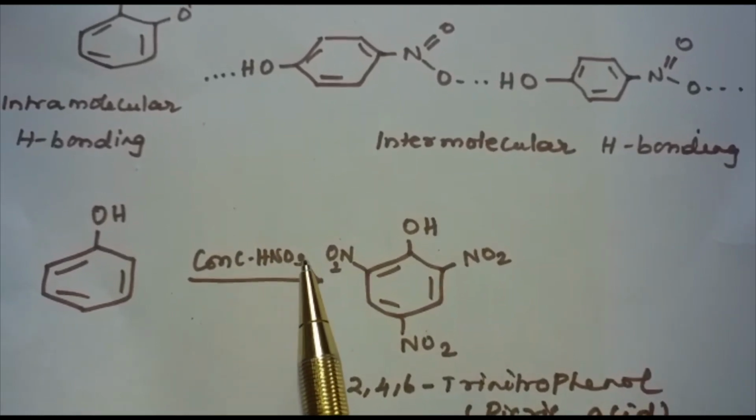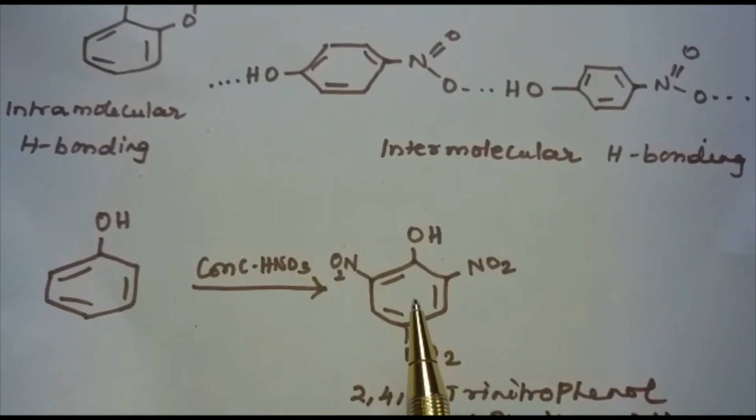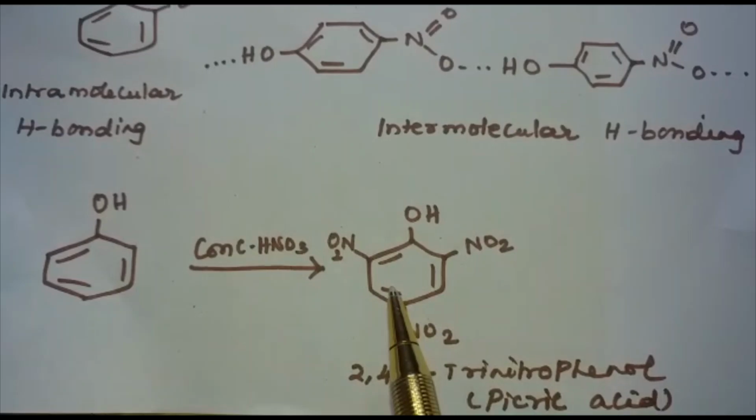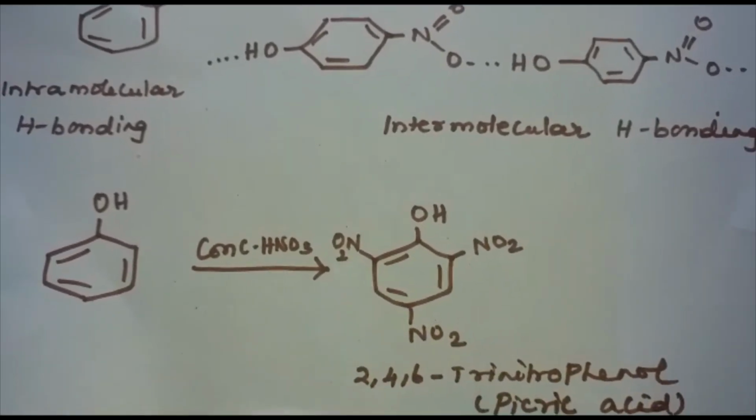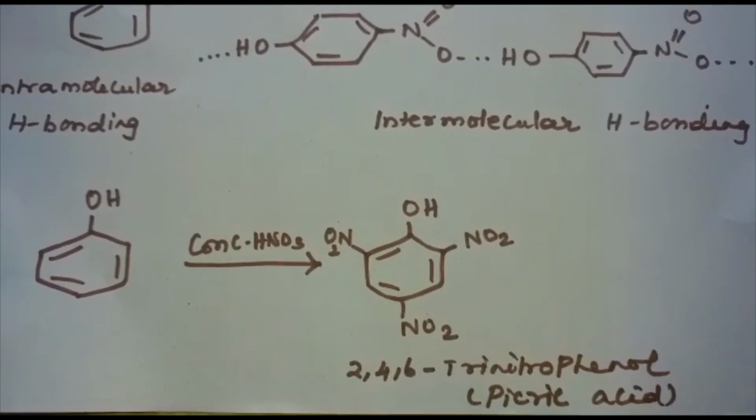In presence of concentrated HNO3, phenol gets converted into 2,4,6-trinitrophenol, which is otherwise known as picric acid. The yield is very poor.